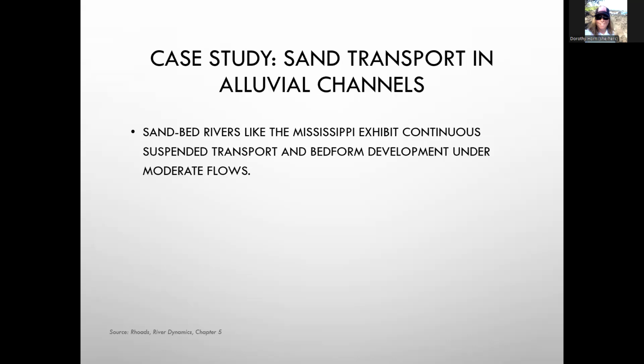We've also talked about alluvial channels. So in the Mississippi River, we see a ton of suspended transport, and then a lot of bedform development when the flow slows down. So you get that deposit of sand and whatnot in the centers of the channel, on the sides of the channel. So you kind of see when it's a sandy river versus a gravel river, very different movement and very different changes along the bed.